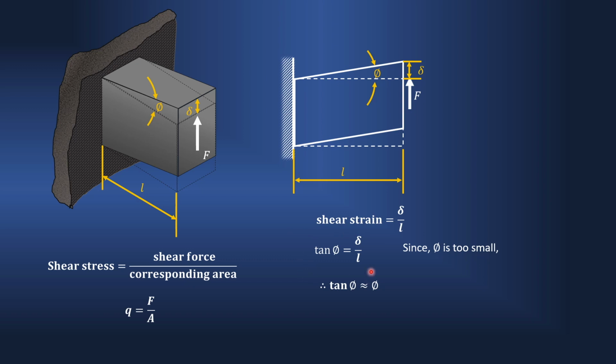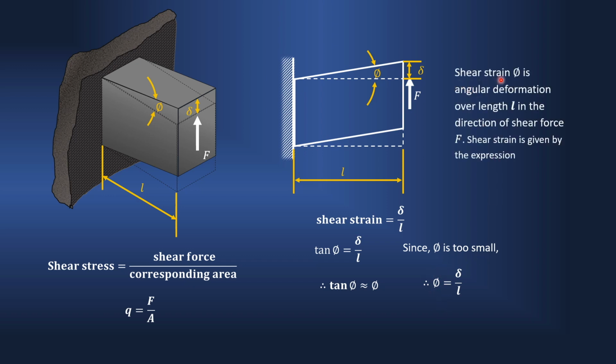So this shear strain relation we can write in terms of notations in this manner. Tan phi I have replaced here by phi. So phi is delta by L. So this phi is a shear strain. How do we define shear strain again? Shear strain phi is angular deformation over length L in the direction of shear force. Shear strain is given by the expression delta by L.